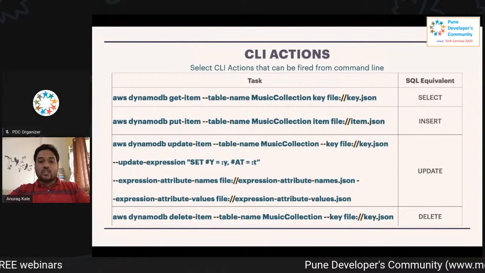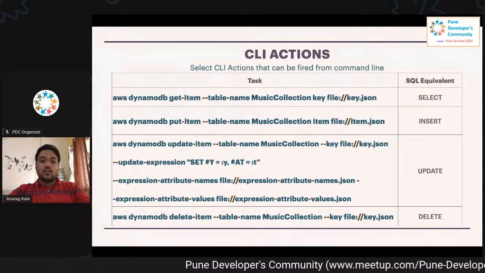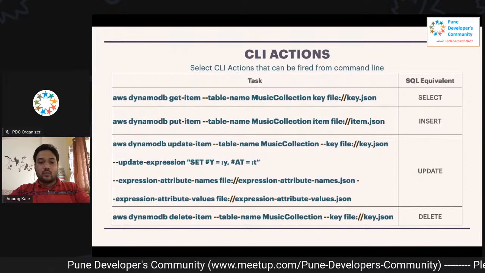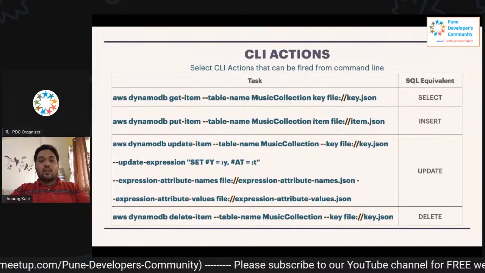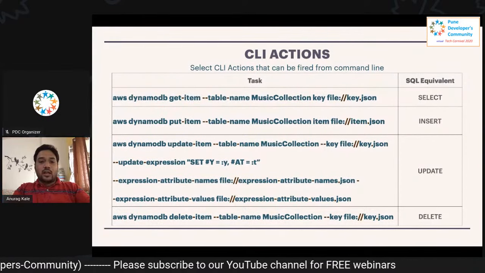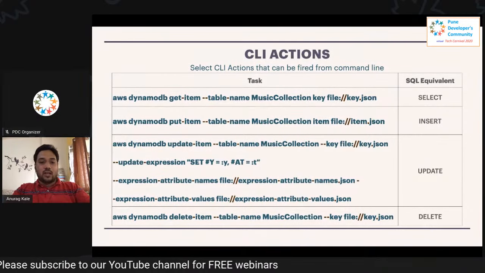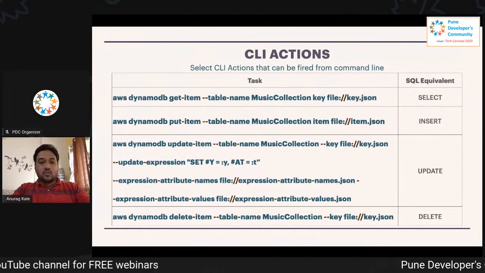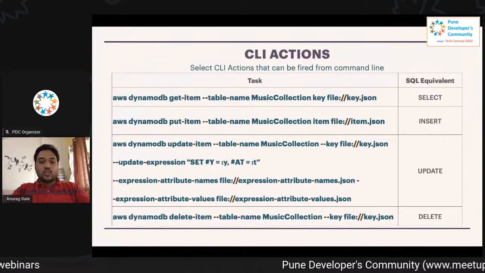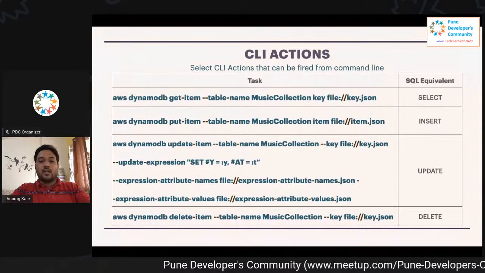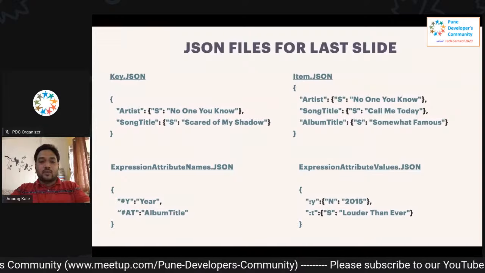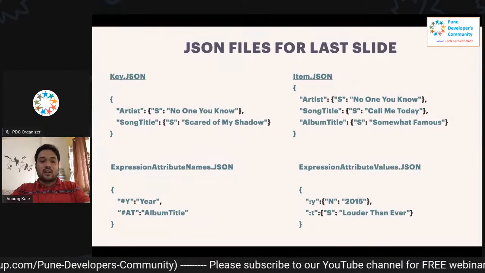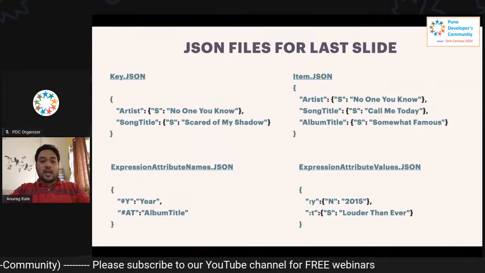Now these #y and #t are called expression attribute names. So in your SQL, when you say SET name = Anurag, the #y represents the name and Anurag represents :y. So the value of #y is actually present in expression-attribute-names.json. Now I'm going to the next screen. So expression-attribute-names.json says that #y is equal to year and #t is album title.